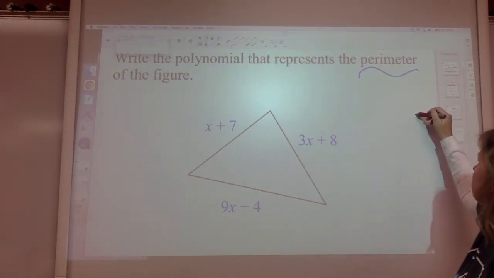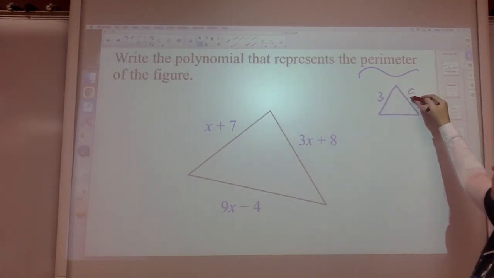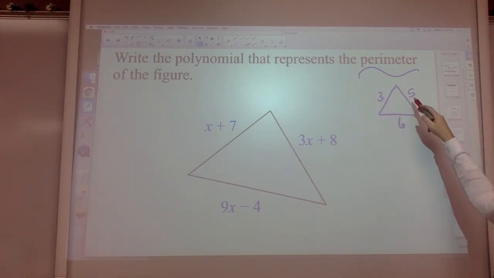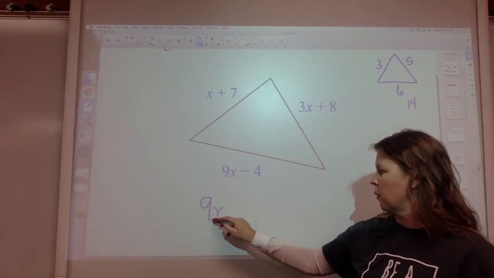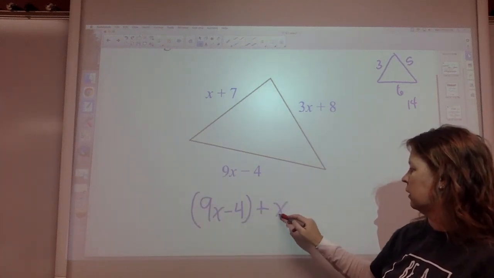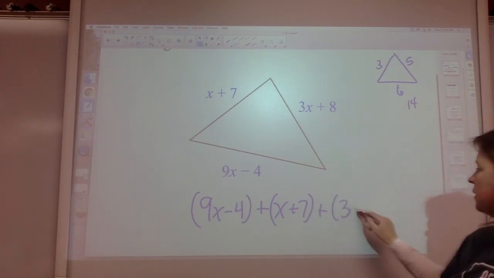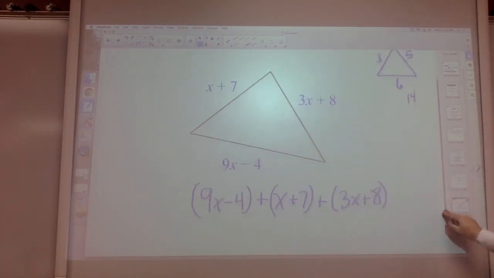So if you were going to find the distance or the perimeter of this triangle, and it was 3, 5, and 6, you would take 3 plus 5 is 8, and 6 is 14. What are you going to do with this type of triangle? You're going to take 9x minus 4, and you're going to add it to x plus 7, and you're going to add that to 3x plus 8, because that's how you find the perimeter of a triangle. Add up all three sides.